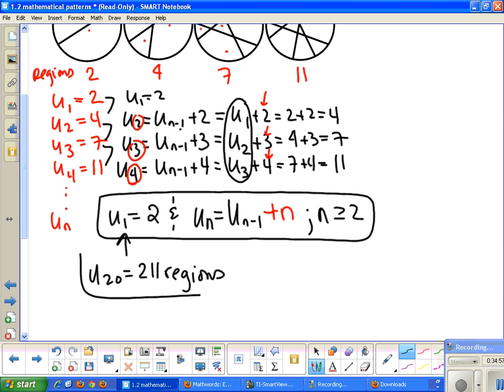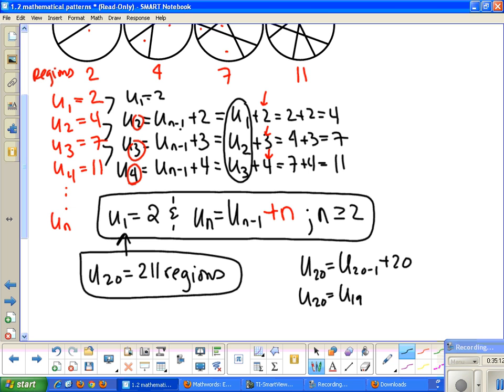And again, I can't just plug 20 into my equation, because if you try to do that, U sub 20 would be equal to U sub 20 minus 1 plus 20. So U sub 20 is equal to U sub 19 plus 20, and I don't know the 19th term until I find it, and that would happen to each different one that you have. So that's why it's easier to just plug this one into your calculator.